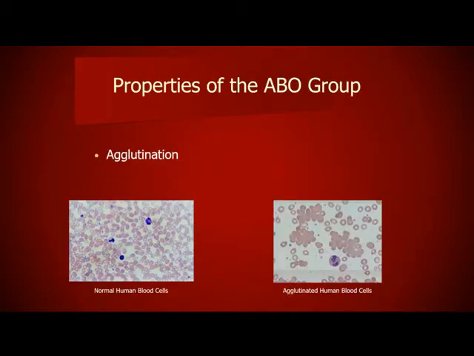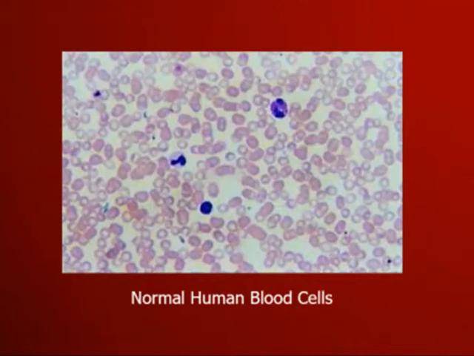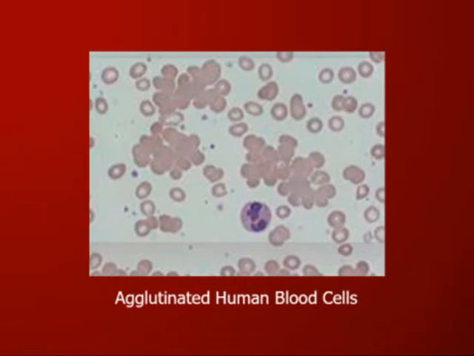Agglutination. This will be an important part of our lab. Agglutination of red blood cells occurs when 2 non-compatible types are mixed. Compare the 2 pictures at this time. As you can see in this picture, the blood cells are not gathered together. However, in this picture, the cells are clumped together. When the cells clump or clot together, this is called agglutination. You will be looking for this in our lab today.